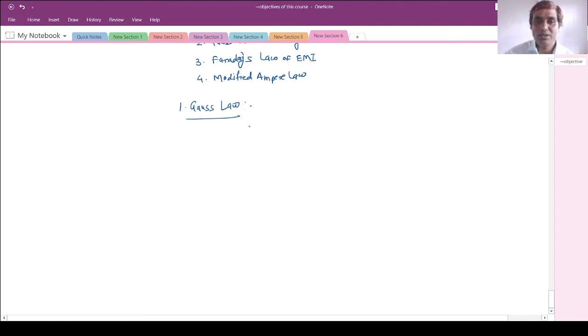Suppose I have a closed surface like this, and there are charges present in it, something like this. Okay, and this is the electric displacement coming out from this closed surface. Now what is to be done? I would like to compute the relationship between the total electric displacement coming out from that closed surface and the total amount of charge enclosed by this closed surface.